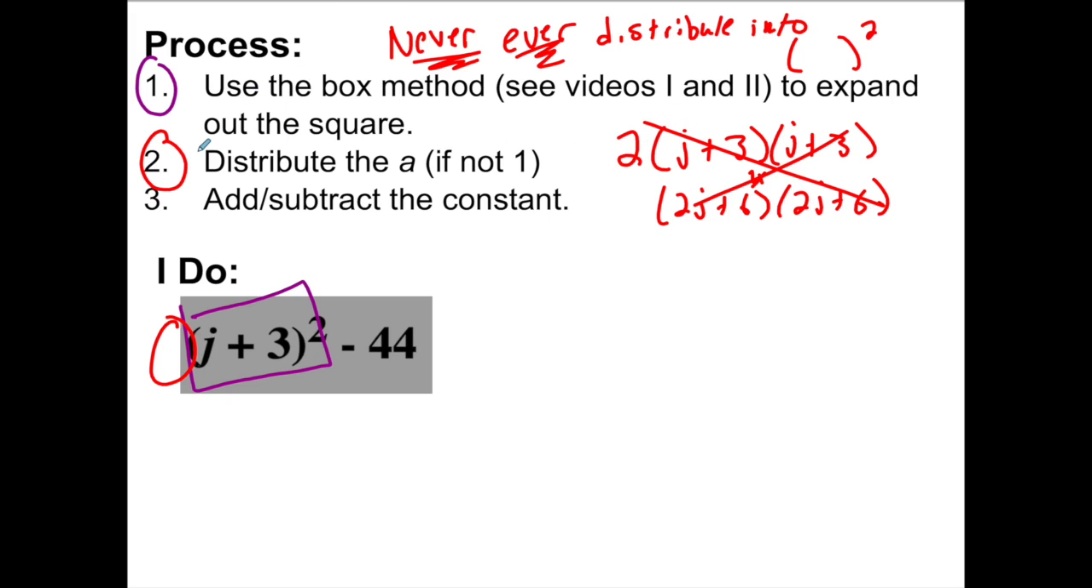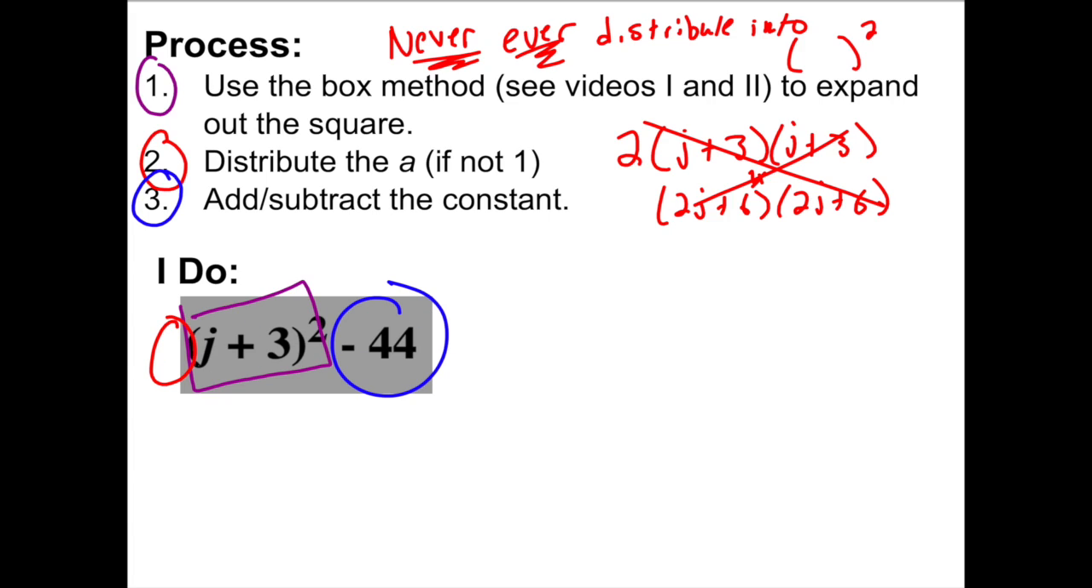But in any case, so again, you box out the square, you distribute the a if it's not 1, and then you add or subtract the constant, right? If it's a positive, you'd be adding. If it's a negative, you'd be subtracting, right? And this is just kind of like combining like terms. Okay, so I'm going to start by showing you how this would work.